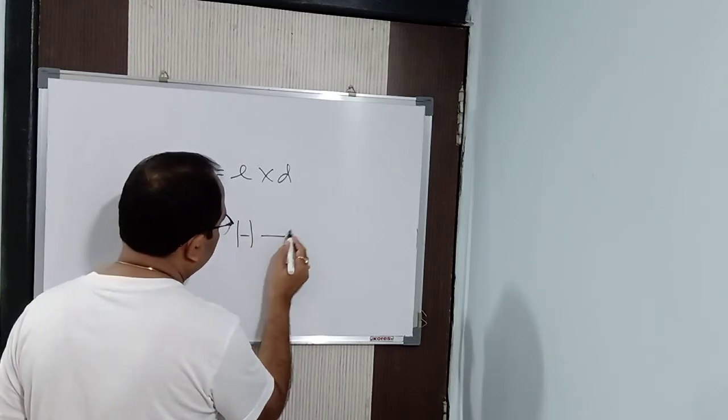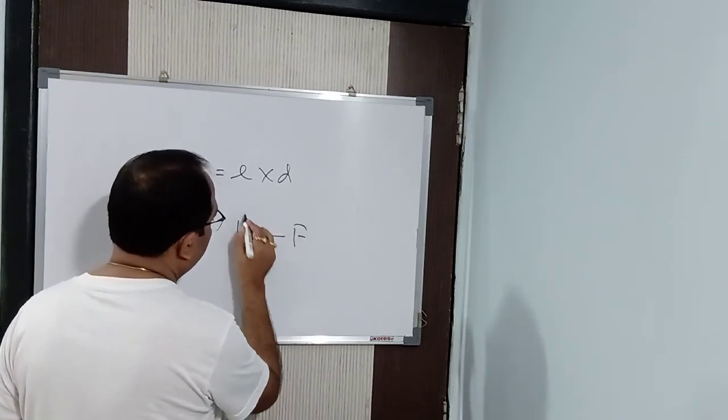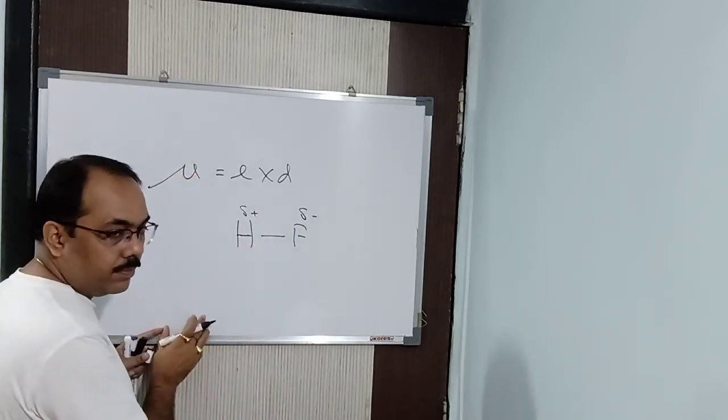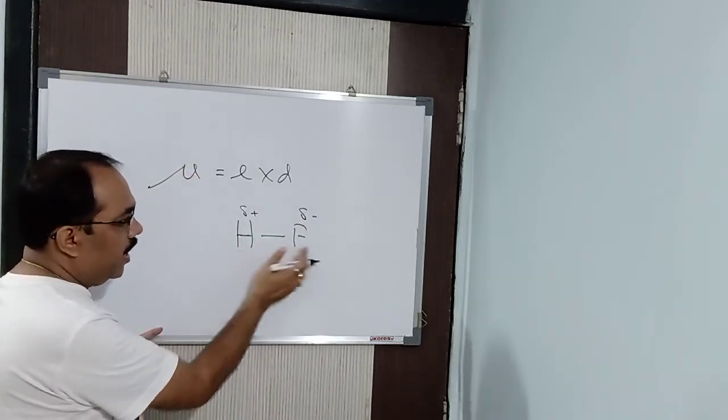For example, let us say an HF molecule, I am taking it. So, H is positive and fluorine is negative. What will I do? I will subtract the electronegativity. Just now I am saying that you will subtract the electronegativity.